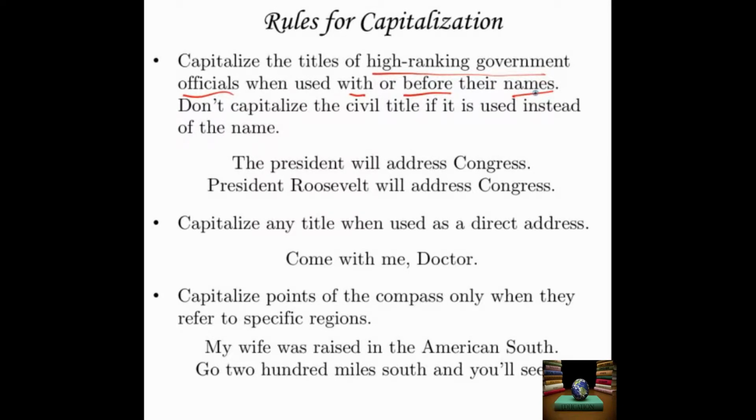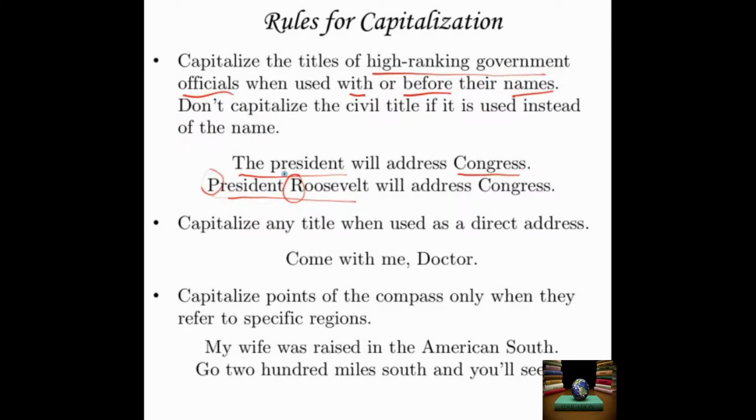So when we say the president will address Congress, Congress is the official name of the body. It has its own special rules. But when we're just talking about the president, you don't capitalize the P in president because you're only talking about the office. If, however, you're using it as a title in front of someone's name, President Roosevelt will address Congress, then you capitalize the P in president as well as the R in Roosevelt because it's his last name. It's a proper noun.